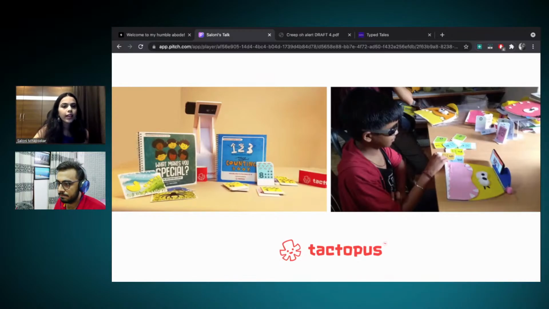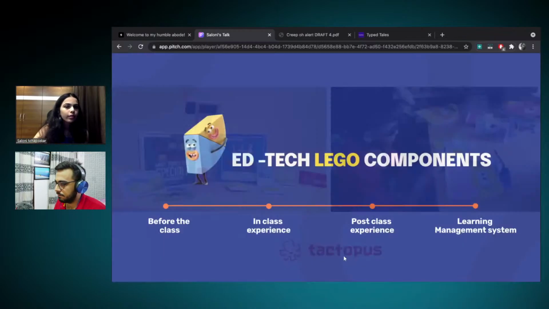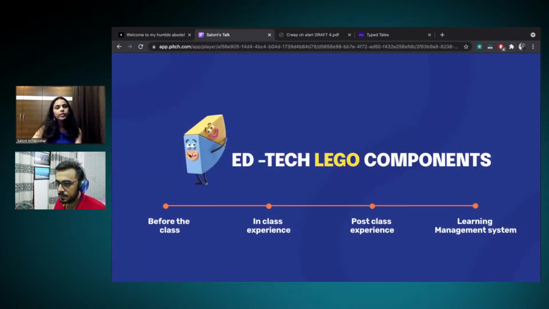So as soon as I finished my graduation project, I transitioned to Toppr. And I realized there are very few things which are similar. Let's call them the Lego components, as I have named here. So if you're designing for a live educational app which involves interaction with the child, there are a few things which are always there, regardless of the product you're working for. Before the class, in class, post class, and learning management system. Don't get confused, I'll explain it to you.